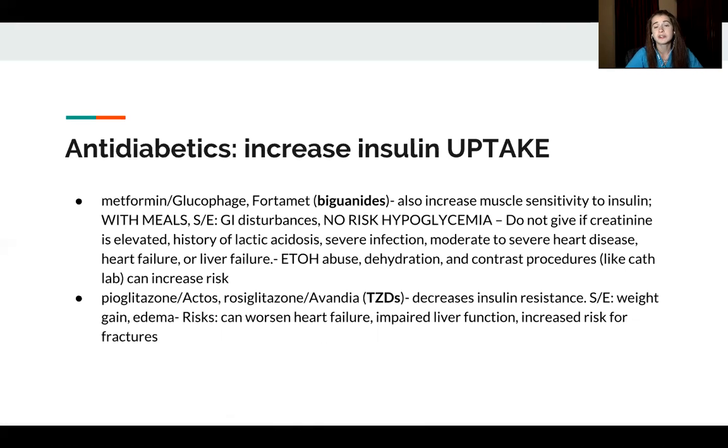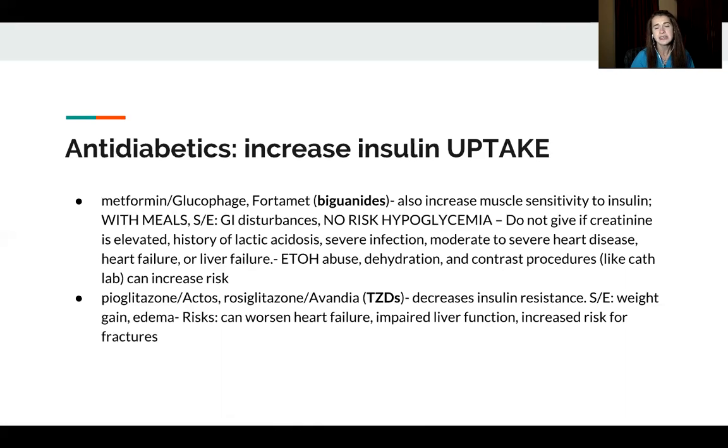Antidiabetics can also increase insulin uptake, so they allow the receptors to be more sensitive to the insulin that is already in the body. These are the biguanides, which are the most common class, which is metformin and Glucophage or Fortamet. They can also increase muscle sensitivity to insulin. You want to give this with meals. Side effects are several, can create some GI disturbances. However, there's no risk for hypoglycemia with these, which is super nice.